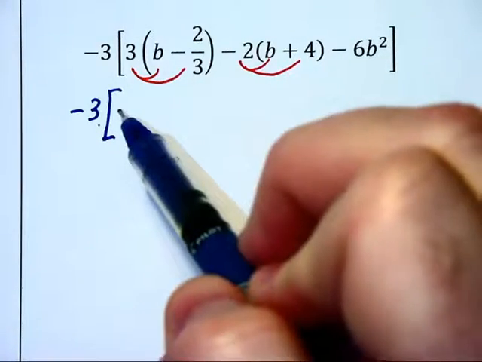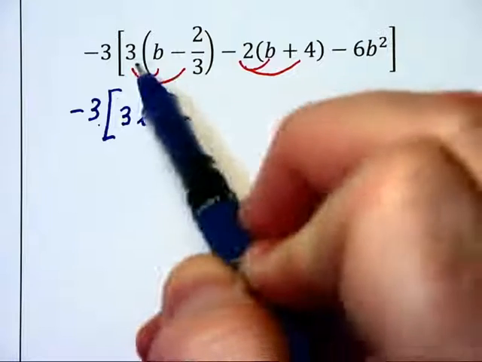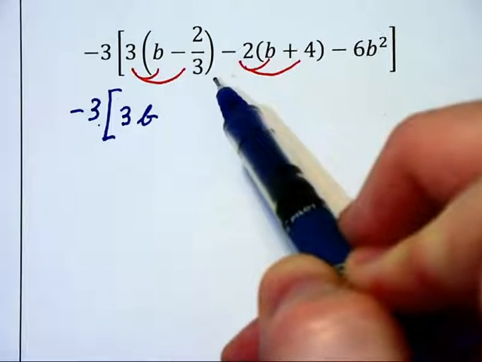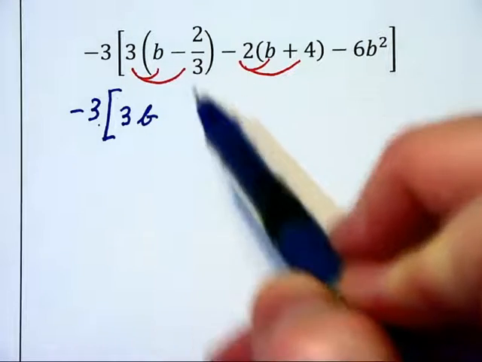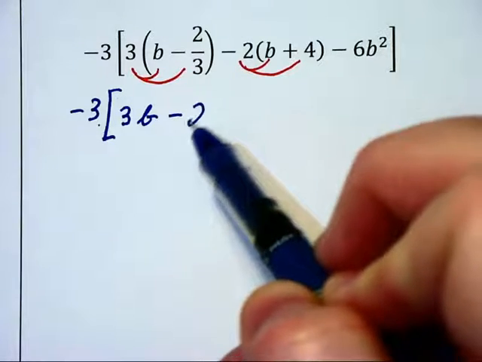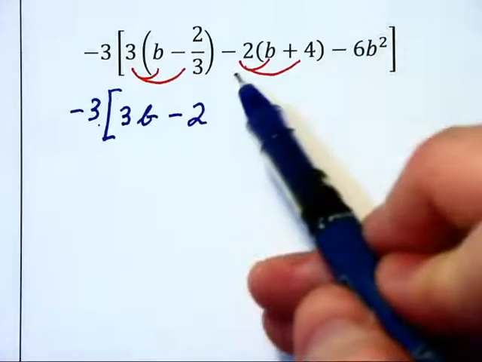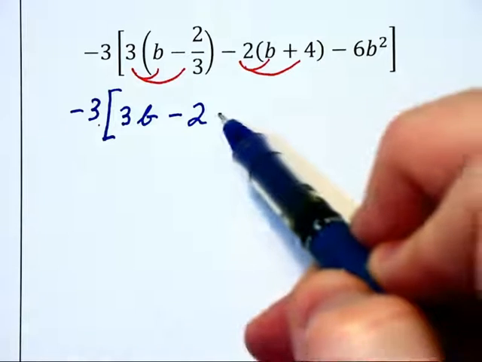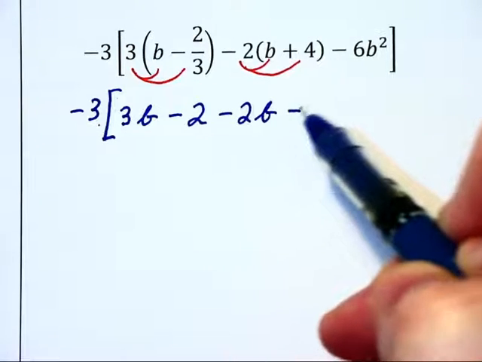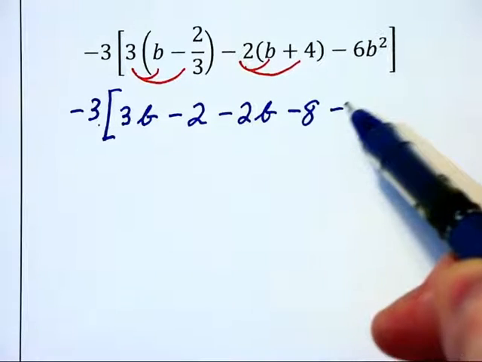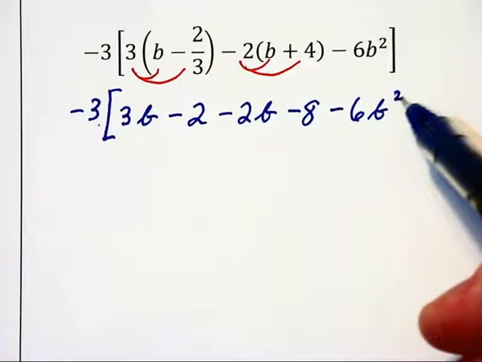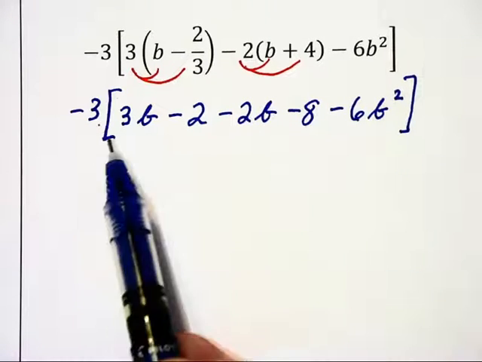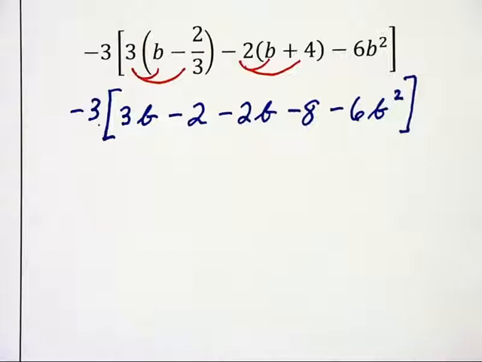3 times b is 3b. 3 times -2/3, we're going to find that the 3's cancel each other out, just leaving us with -2. Then we will have -2 distributing, giving us -2b minus 8, and bring down the -6b squared. Technically, I don't need to have brackets anymore. I could change them to parentheses, but they're already written.